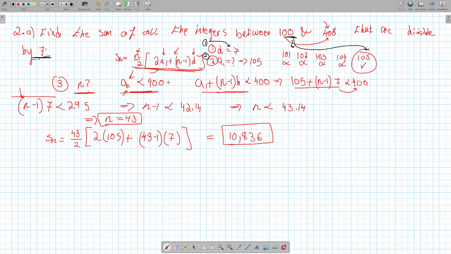The third step is to do this: set this formula less than the biggest number. And when you solve it, I think everyone knows how to solve, you get this. The fourth step is finding your n. After getting this, your n will be the greatest integer less than this. After you now have your a1 value, your d value, and your n value, you can apply everything to the sum formula.